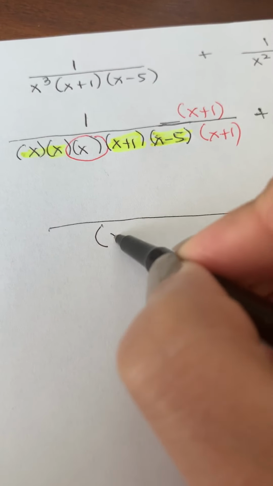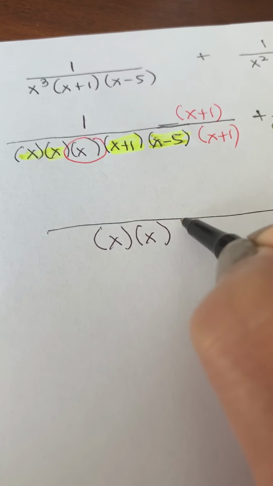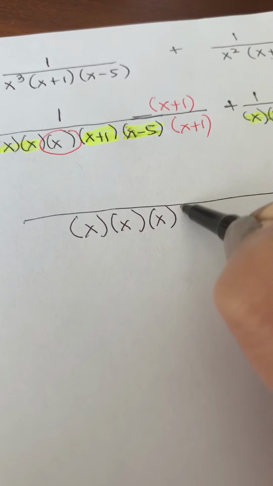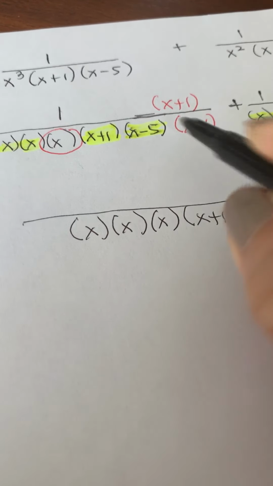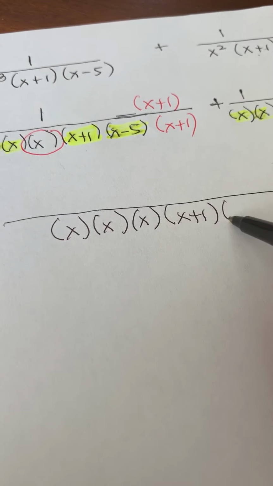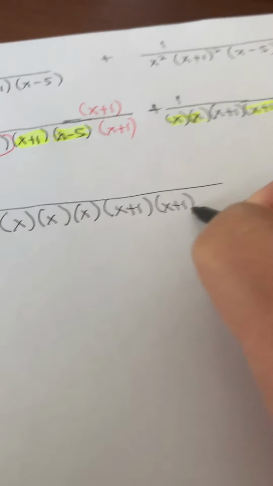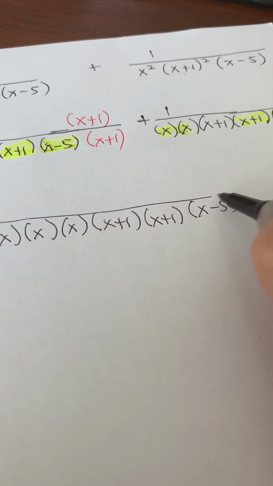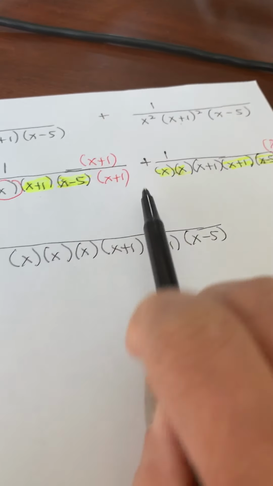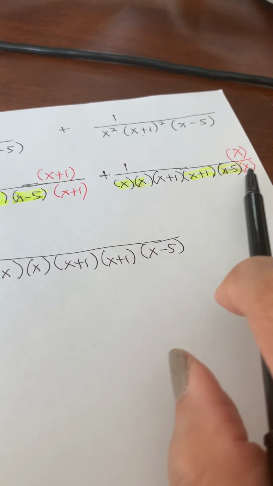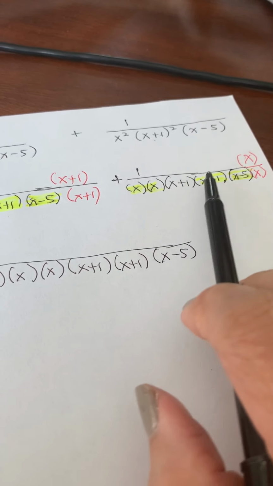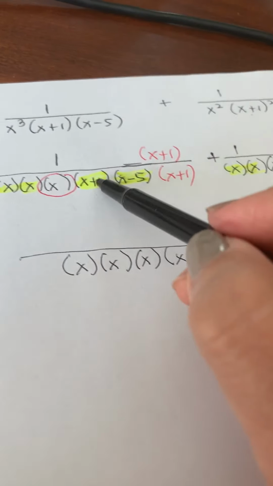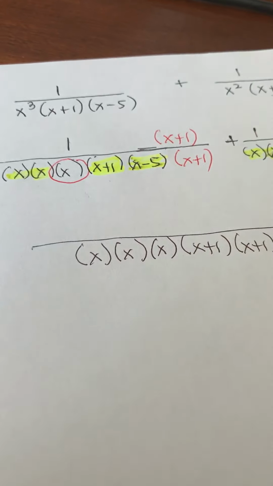So let's just write it in any order you like. Okay, but I think it's easier to put x plus 1 and x plus 1 side by side, so it's easier to see later, then x minus 5. And let's just check if this is really the same: x, x, x, x plus 1, x plus 1, x minus 5. Okay. So now let's deal with our numerators.